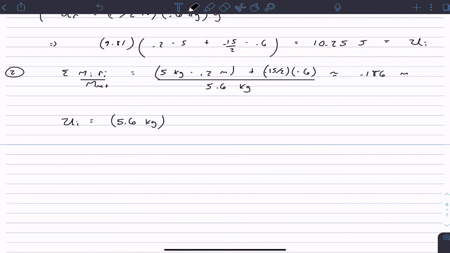Kilograms times 9.81, right? And then times the center of mass. And that gives you the exact same value of 10.25 joules.